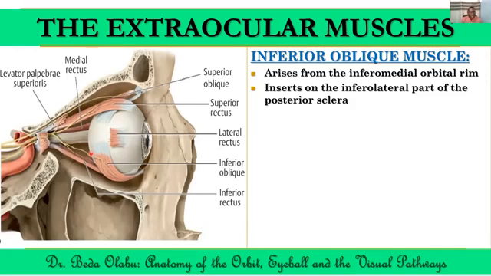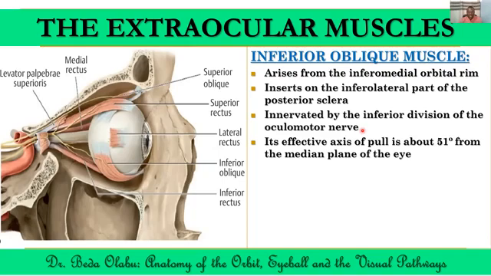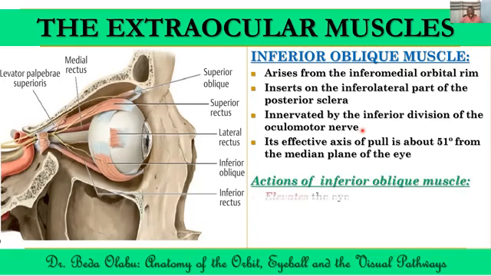And that is why, again, its contraction will pull the posterior part medially, and so the anterior part, the pupil, goes laterally. That's why it will cause abduction, just like superior oblique. The inferior oblique is innervated by the inferior division of the oculomotor nerve. The effective axis of pull is similar to that of the superior oblique. So its actions will be to elevate the eye. It is pulling the posterior part forwards from the inferior aspect, so it will elevate the pupil.